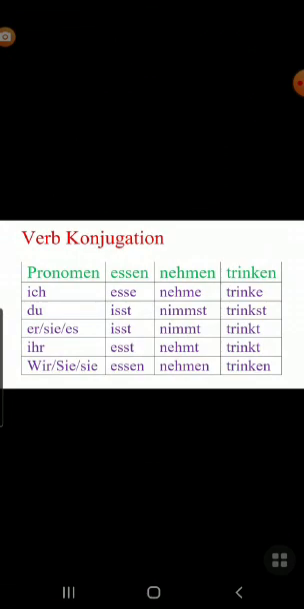Here I will quickly revise it for you before we enter into the exercises. First we have pronouns, and then we have three different verbs. Essen means to eat, nehmen means to take, and trinken means to drink. So it goes, ich esse, meaning I eat or I'm eating. Why like this? Because in German, indefinite case and continuous case are treated alike.